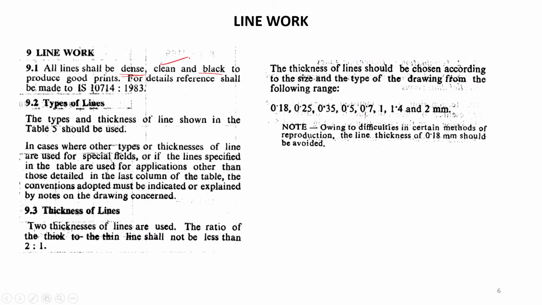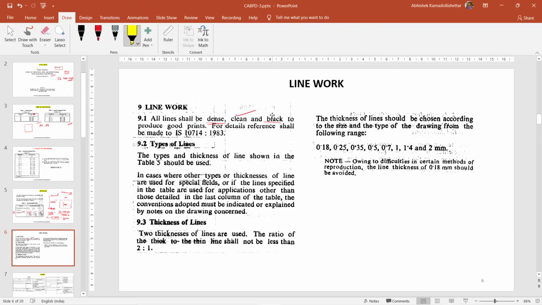Next, in case of the line work, all lines shall be dense, clean and black, to produce good prints. And there are different types of lines that you should consider. All those things I'll show in Table number 5. Regarding the thickness of lines, the ratio of the thick line to the thin line should not be less than 2:1. See here, 2:1.